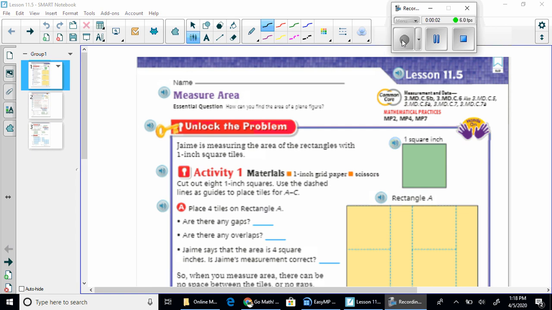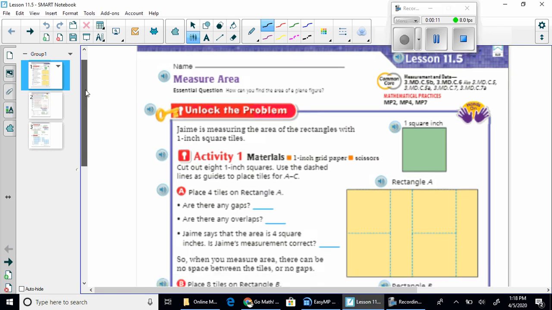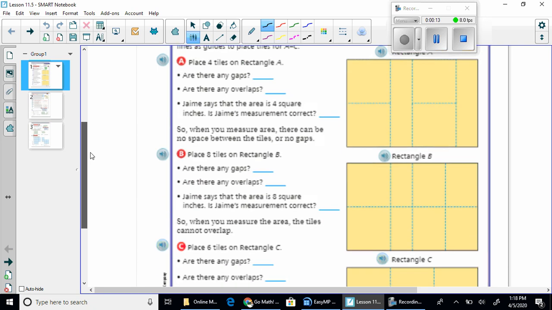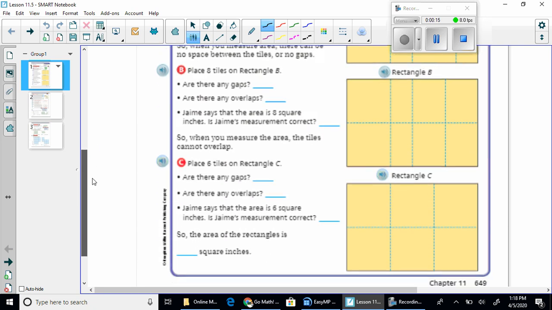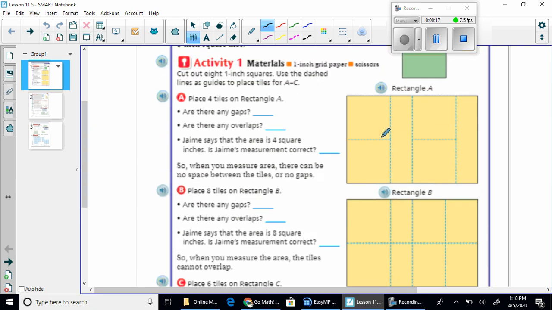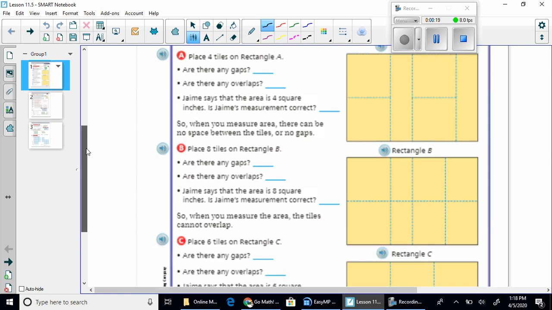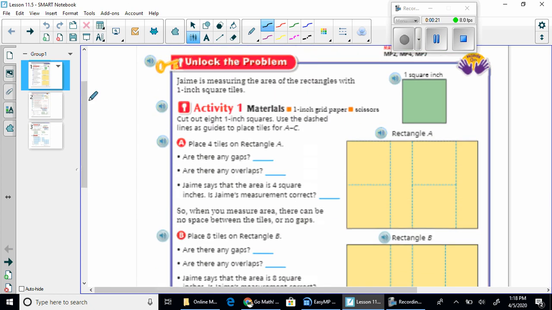All right, so this is lesson 11.5. Again, we are working with area. Now, this first page that we have on here, if we were in the classroom, we would be using tiles to cover the shapes for A, B, and C. And we would be counting how many 1 square inch tiles we would be using to find the area, okay?